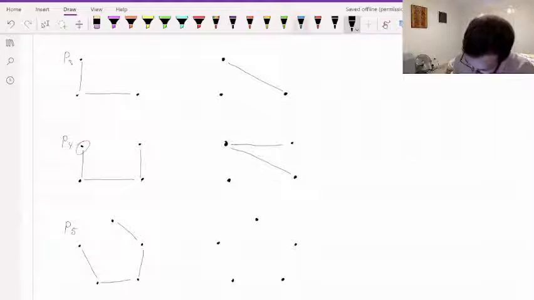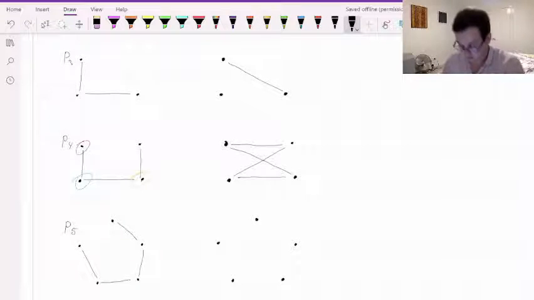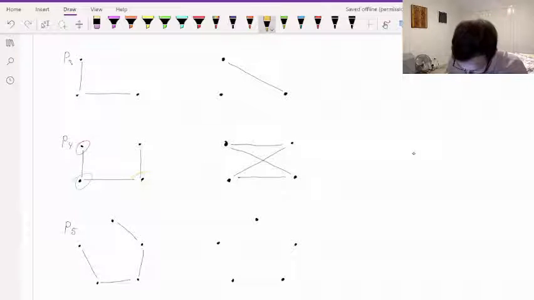Now, let's go on to our next vertex. You can see it's not connected here or here. Now, our vertex in yellow, when we go to draw it, we're going to see that it's already been connected right here.